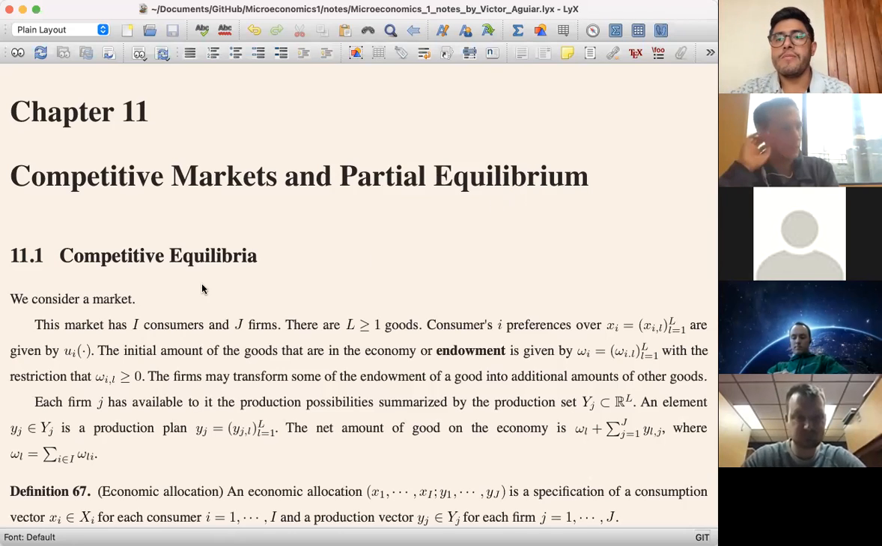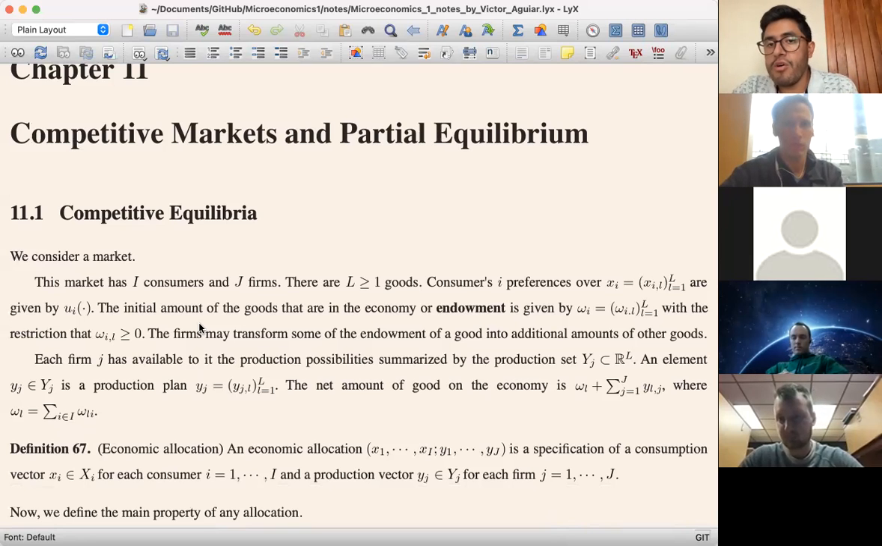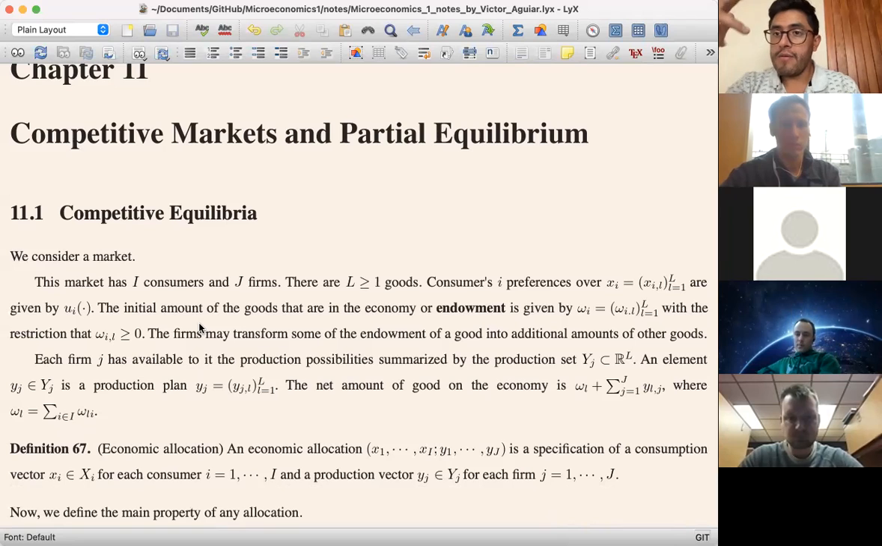So competitive equilibrium. So the first time we consider a market, what is a market? A market is going to be a collection of consumers, capital I of them, and firms, capital J of them. There's going to be L greater than or equal to 1 goods. Right now, we're seeing the very general framework. Consumers' preferences are going to be defined over commodity bundles, right?